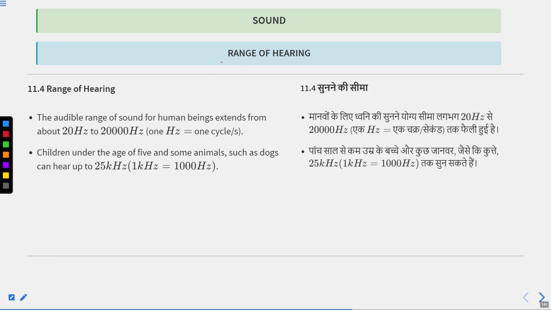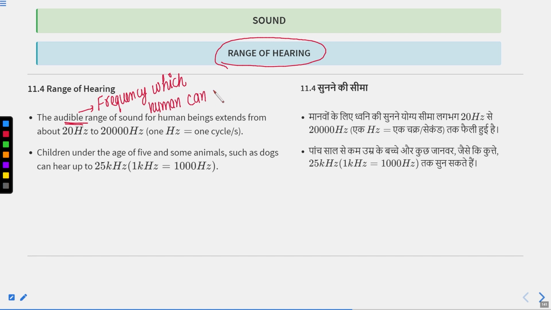So we know that frequencies are of many types, but our ears can hear only some specific range of frequency. The audible range means the frequency which we can hear. The audible range of frequency which humans can hear is from 20 hertz to 20,000 hertz.